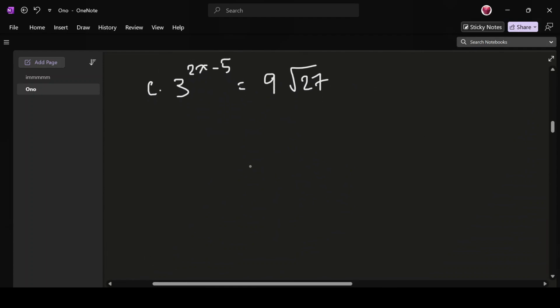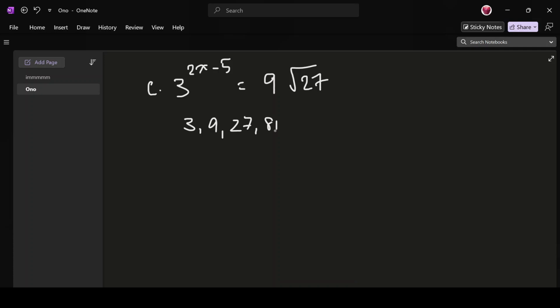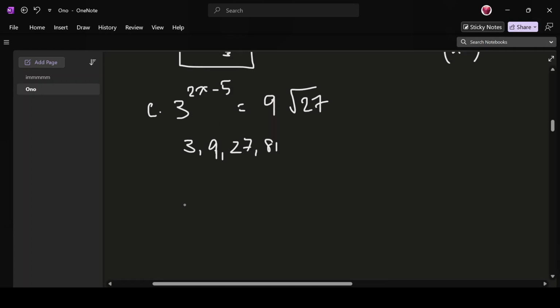Alright, moving on. I'm going to rewrite the powers of 3 again. 27, 81. I'll just stop at 81. Alright, so this expression right here is already very simplified. So I'm just going to copy that down here. 3 to the power of 2x minus 5.